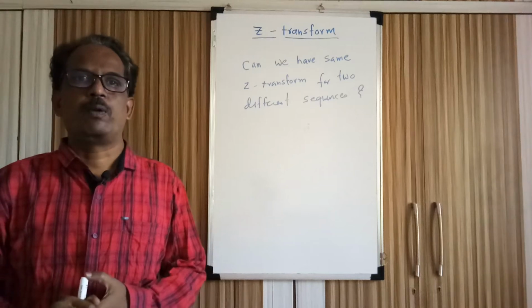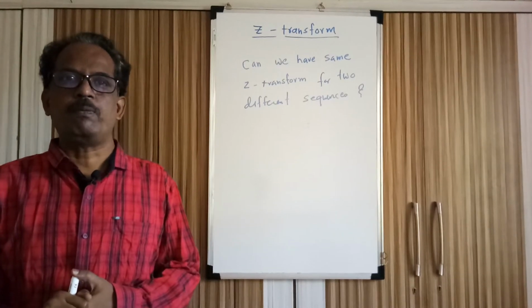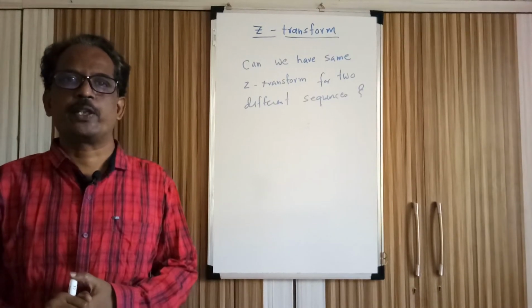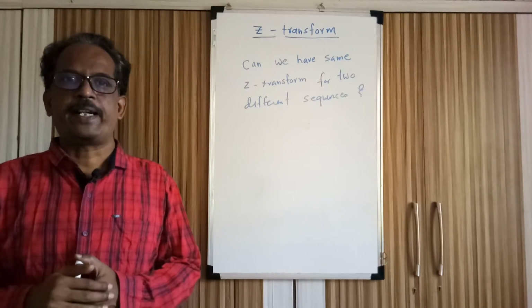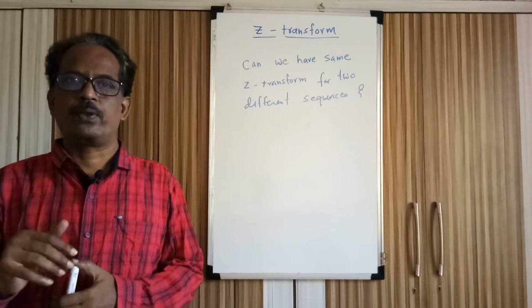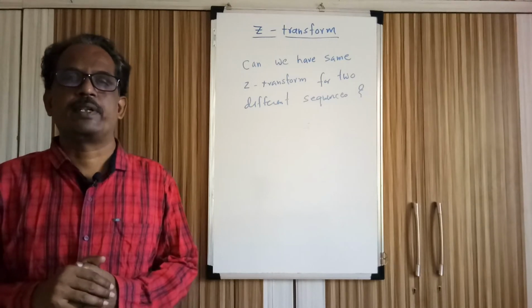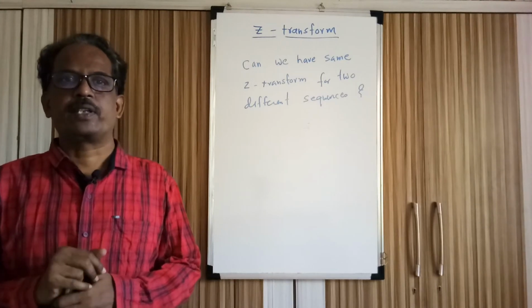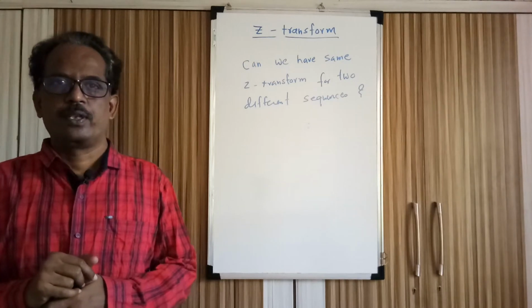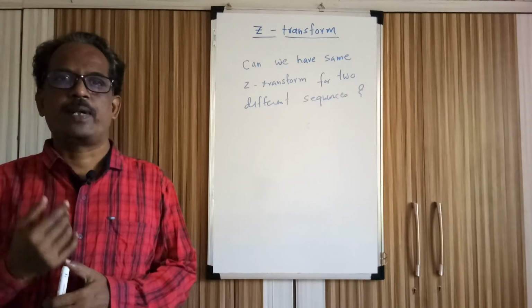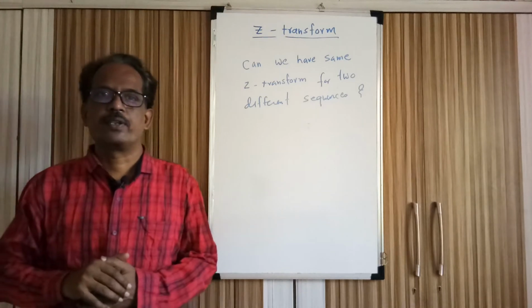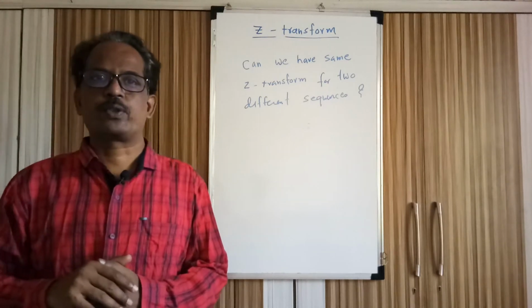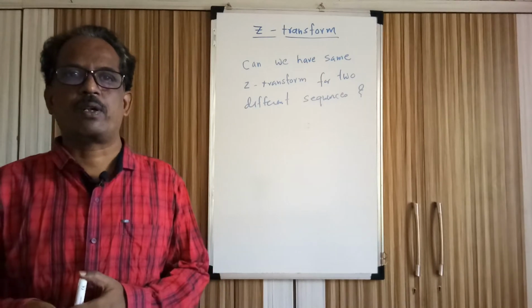Dear friends, I hope that you understood the first problem on Z transform, which is a raised to n u of n, a right-handed sequence starting from 0 and going to infinity. Now I will be taking a left-sided sequence, which will be starting from minus 1 and going down to minus infinity. For such a sequence, what is the status of Z transform, whether Z transform exists or not.